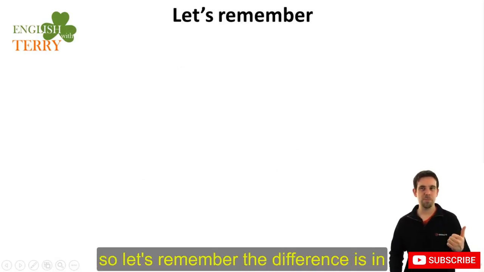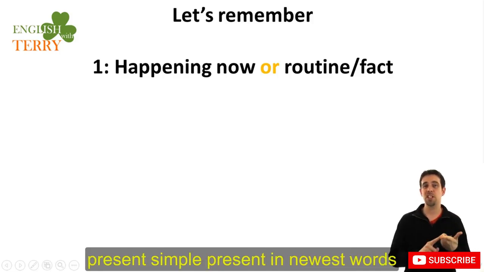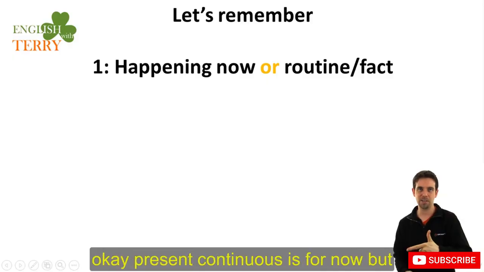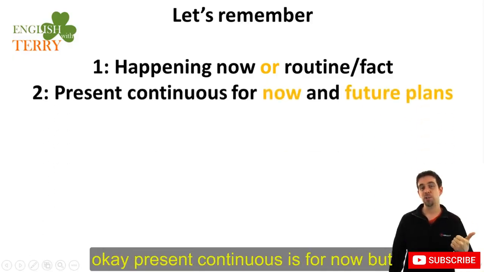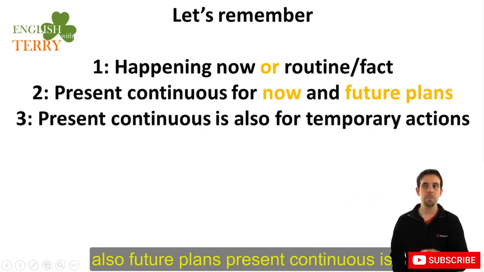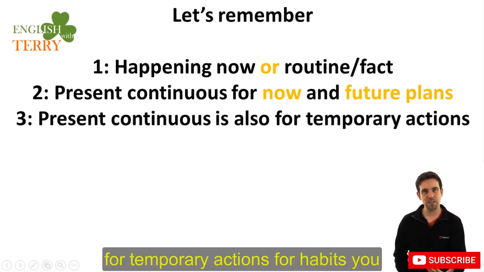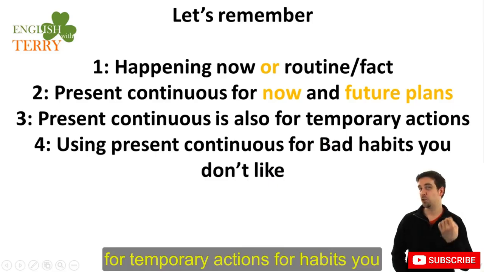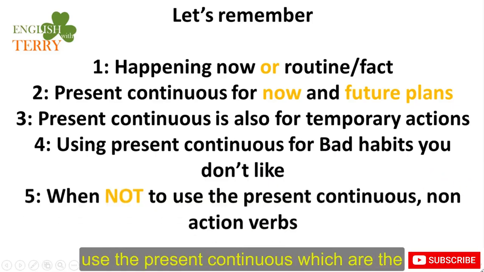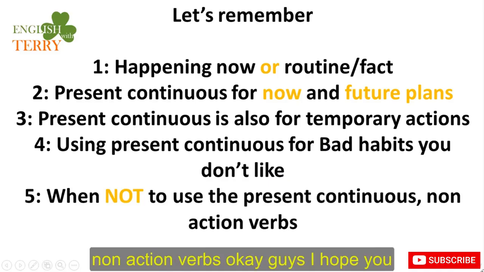Okay? So let's remember the differences in present simple and present continuous. One is about happening now, or routine and fact. Present continuous is for now, but also future plans. Present continuous is for temporary actions, for habits you don't like. And finally, about when not to use the present continuous, which are the non-action verbs.